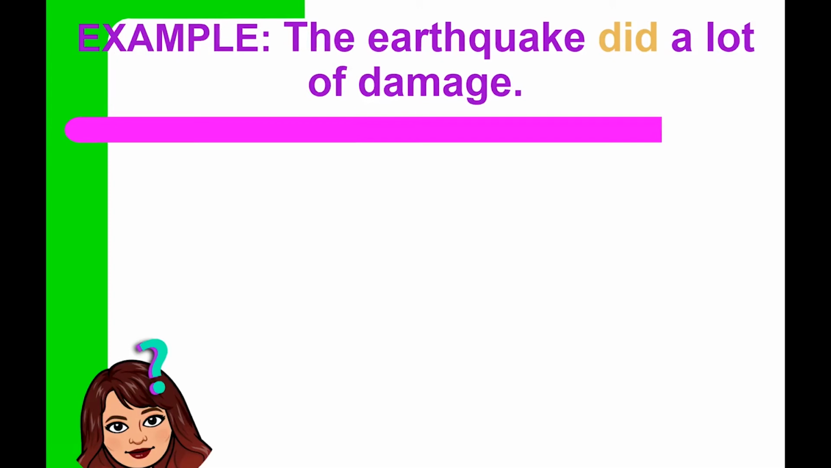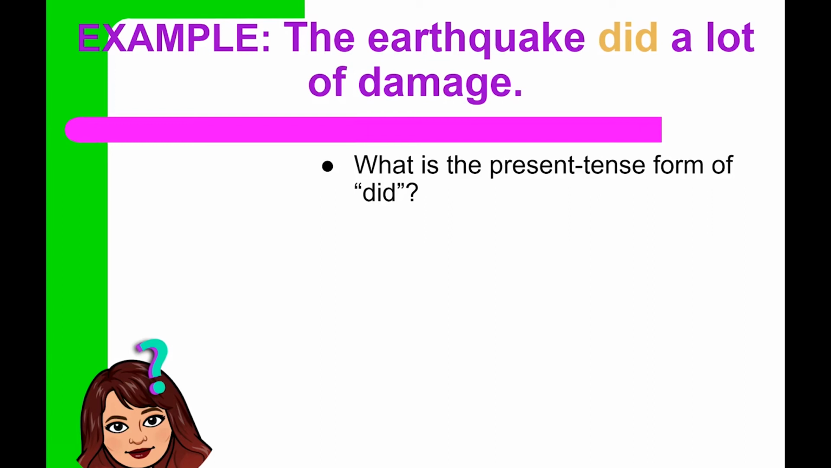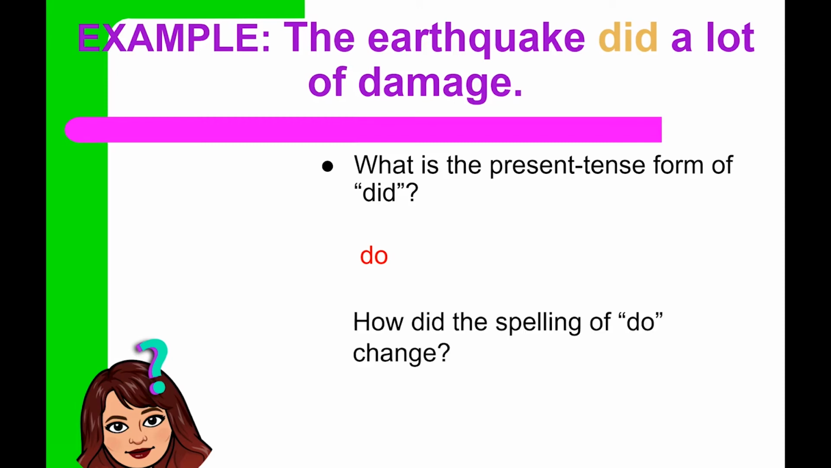Let's look at another one. The earthquake did a lot of damage. What is the present tense form of did? Do. You may remember this from the example we looked at when we first introduced irregular verbs. How did the spelling of do change? In this example, we change the O to ID to create the word did.